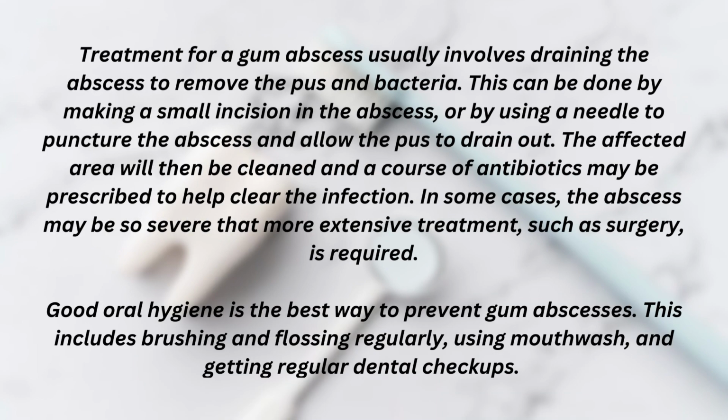Treatment for a gum abscess usually involves draining the abscess to remove the pus and bacteria. This can be done by making a small incision in the abscess or by using a needle to puncture the abscess and allow the pus to drain out. The affected area will then be cleaned and a course of antibiotics may be prescribed to help clear the infection. In some cases, the abscess may be so severe that more extensive treatment, such as surgery, is required.